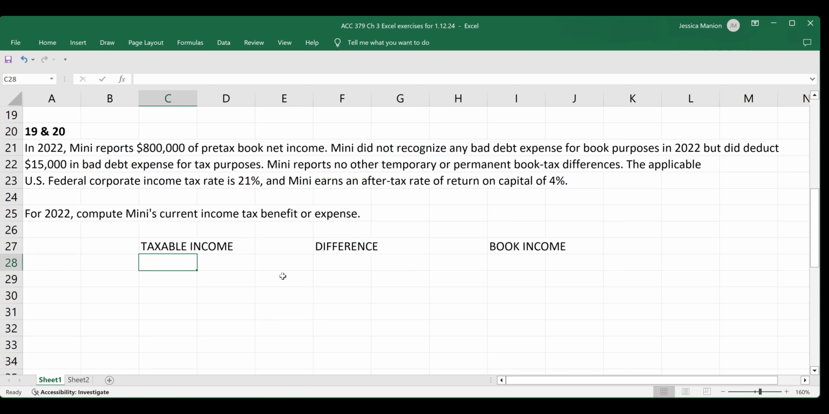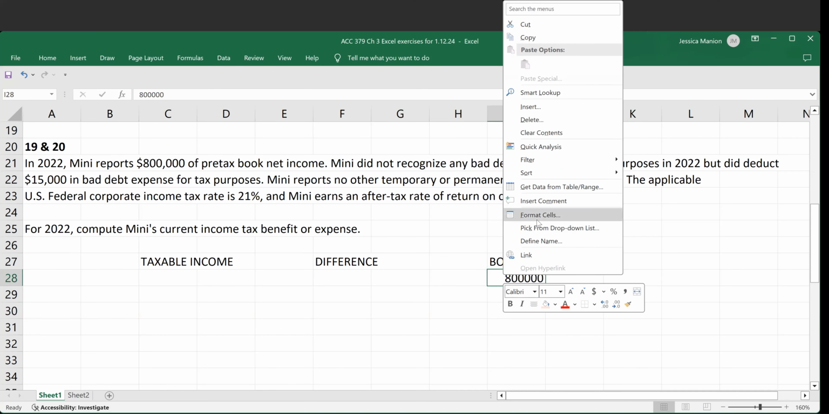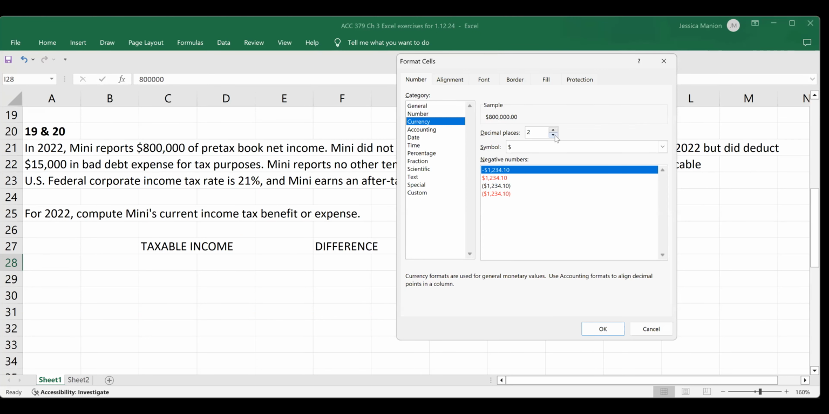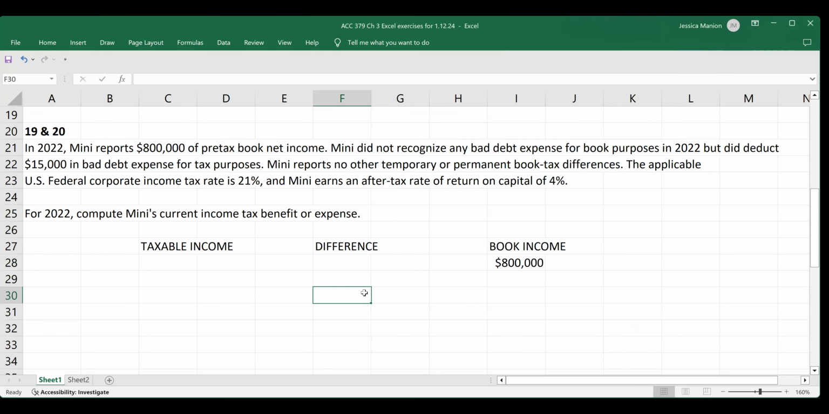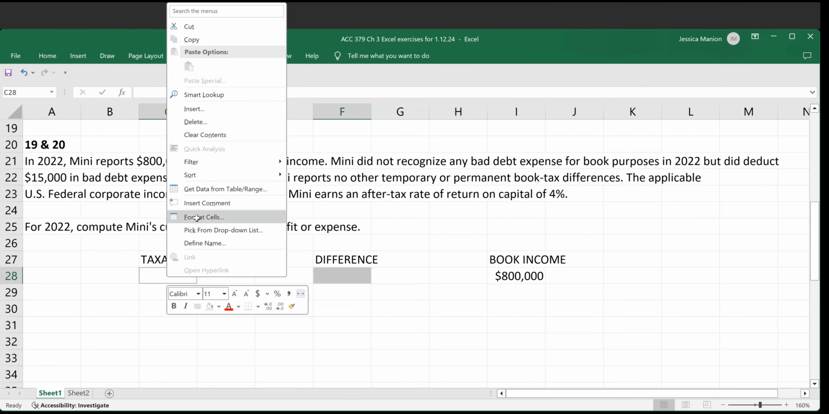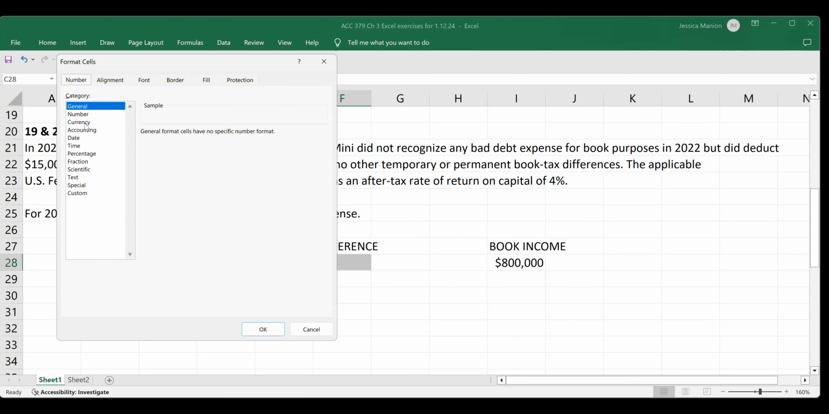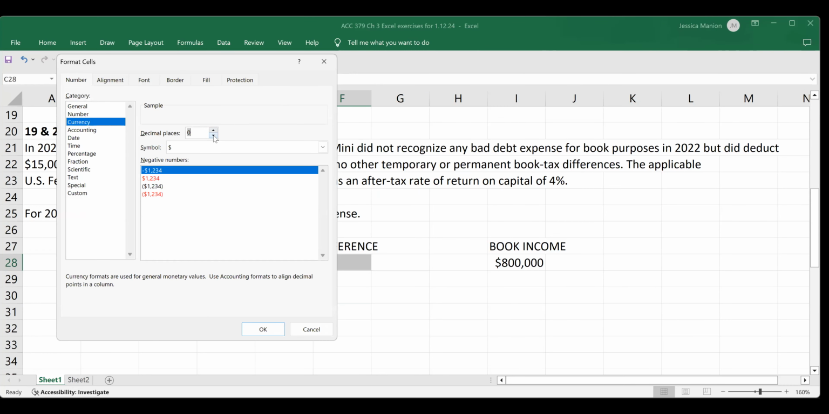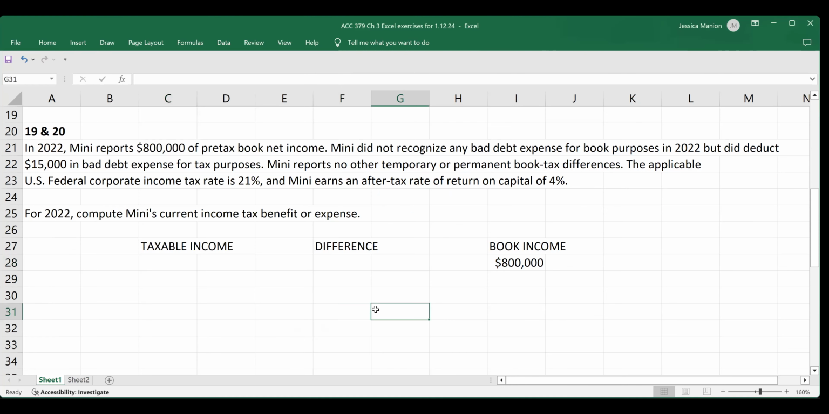All right, so this one says in 2022, Mini reports 800,000 of pre-tax book net income. Okay, so there's our book income, 800,000. Currency, and we do not need decimals. And then format these. There's something I always forget to do when I'm setting up these schedules.